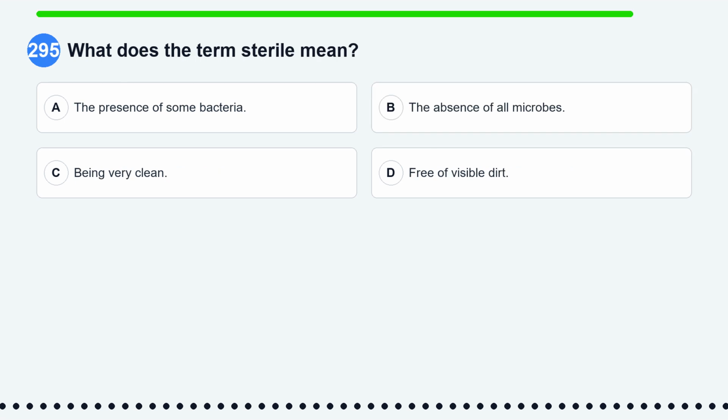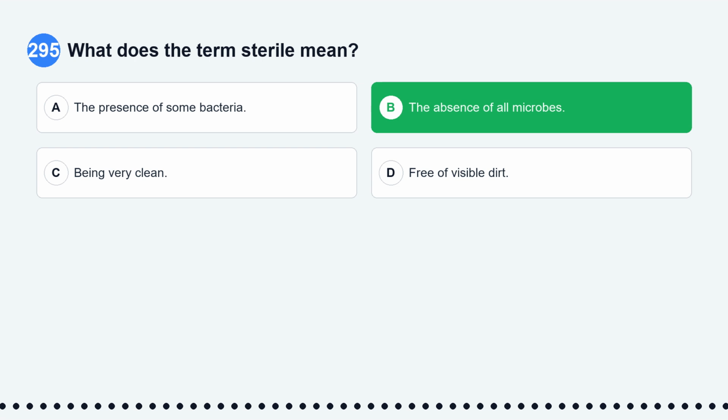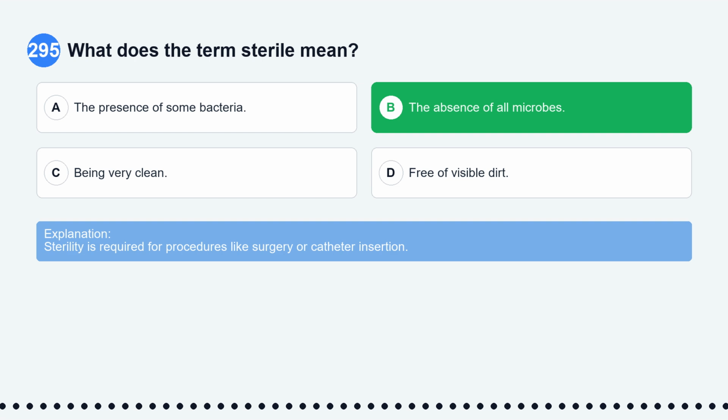Question 295. What does the term sterile mean? Option A, the presence of some bacteria. Option B, the absence of all microbes. Option C, being very clean. Option D, free of visible dirt. The correct answer is option B, the absence of all microbes. Sterility is required for procedures like surgery or catheter insertion.